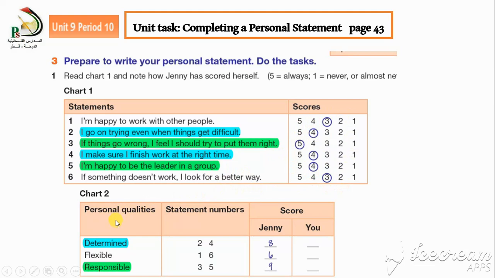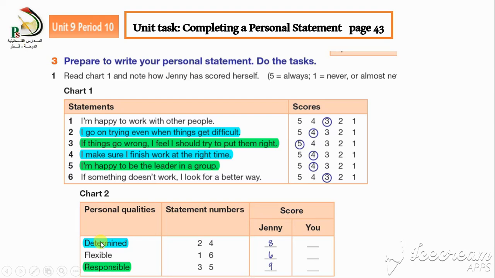What is chart 2? Here you have to focus a little bit, my dear students. I did not highlight statement number 1 and number 6. What do they represent? They represent flexibility. For flexibility, she has 2 statements, number 1 and number 6. Statement number 1, she scored 3, and statement number 6, she scored 3. So 3 plus 3, 6.